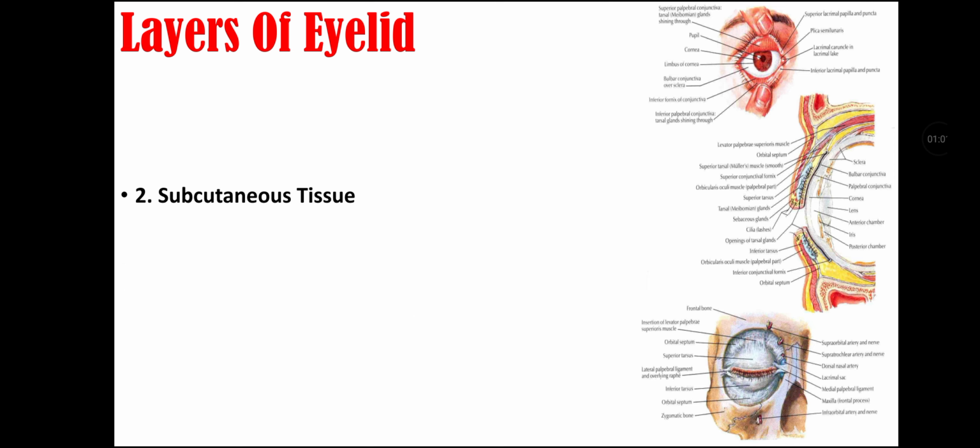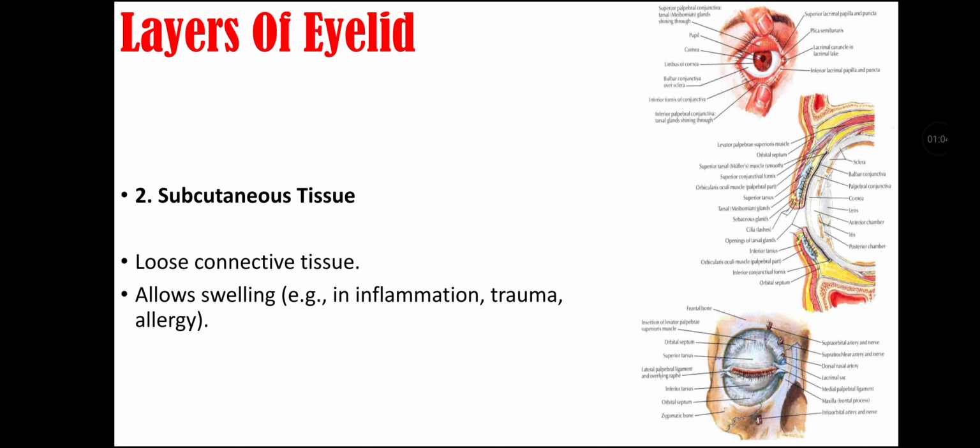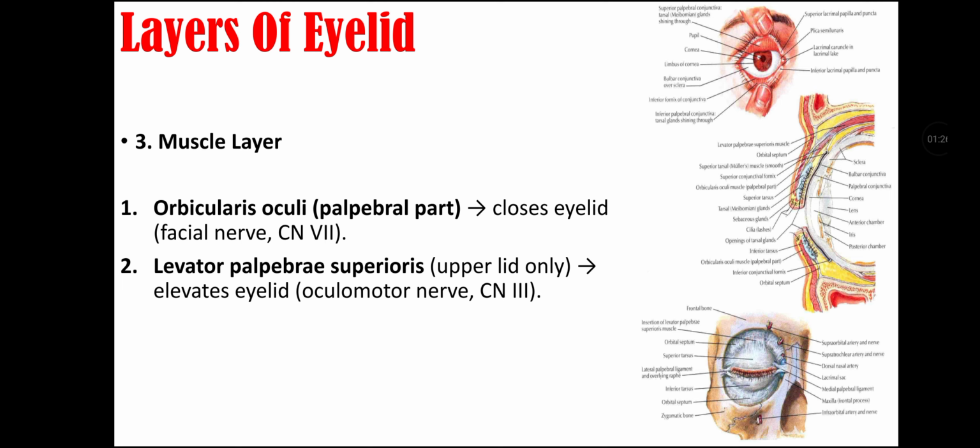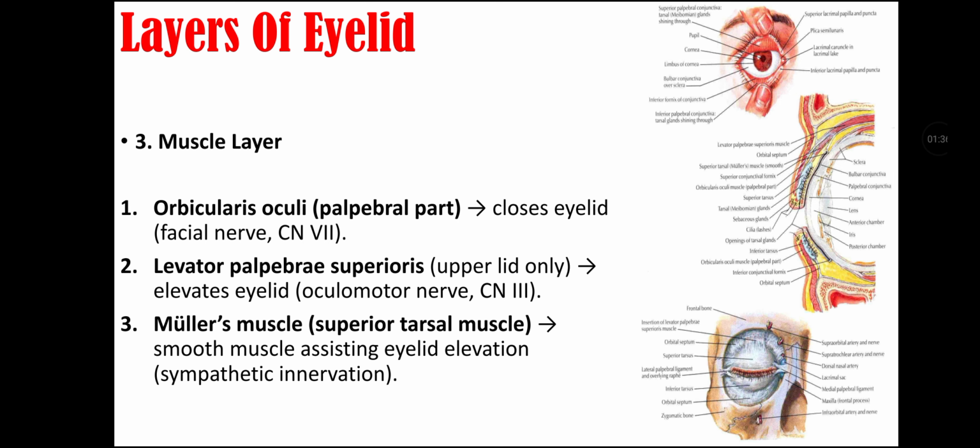Second layer of eyelid is subcutaneous tissue, that is loose connective tissue and allows swelling in case of inflammation, trauma, and allergy. Third layer of eyelid is muscle layer, that may be orbicularis oculi muscle, that is palpebral part that closes eyelid. It works under the innervation of facial nerve, that is seventh cranial nerve. Second muscle is levator palpebrae superioris, that is present in the upper lid only. It elevates eyelid and it is supplied by oculomotor nerve, that is third cranial nerve.